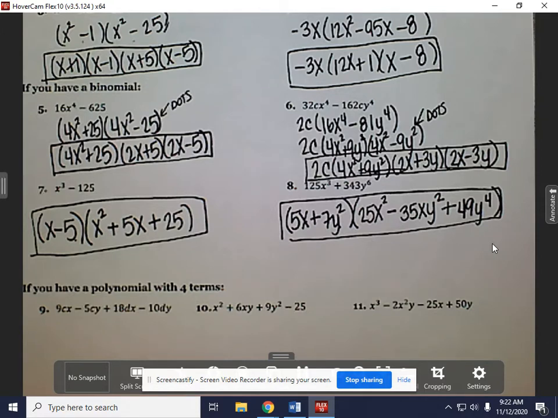Okay, so that's what happens when you see a binomial. Sum or difference, oh my God, I can't talk. Difference of two squares or sum or difference of two cubes.